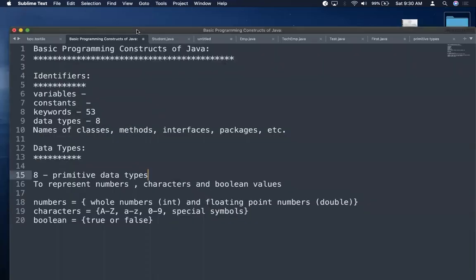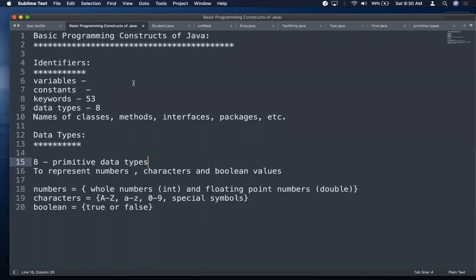In the previous session, we discussed identifiers. As part of identifiers, we have seen what variables, constants, and keywords are, and how to give names for classes, methods, interfaces, etc. Let's understand data types, which are also part of the identifiers.